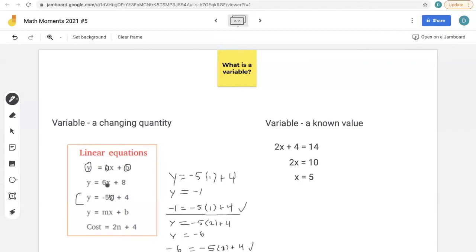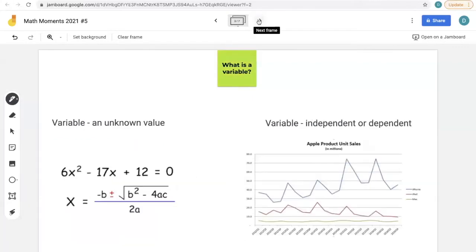They can change. Now, other applications for these variables or other definitions include variables being known values. When we solve an equation like this, we say, we have 2x plus 4 equals 14. Now, x here is unknown, but it becomes known when we solve for it here. And its counterpart, variable being unknown, is seen in this equation here. Now, we can see we have x here, and we have no idea what it is. And this formula down here will actually tell us that.